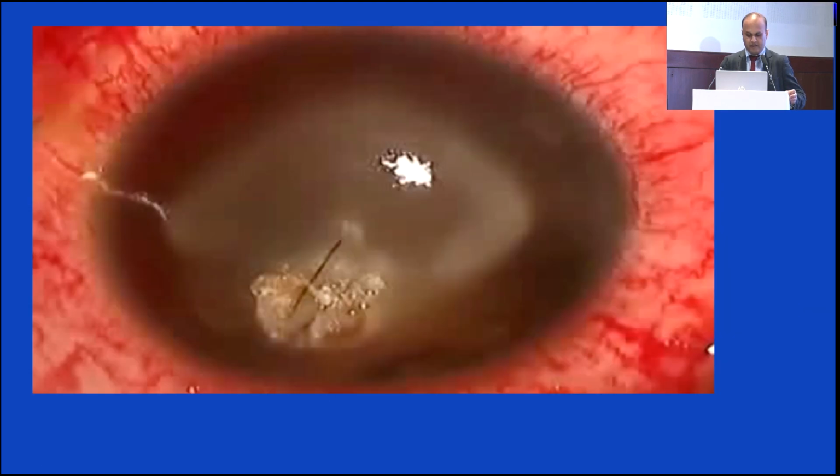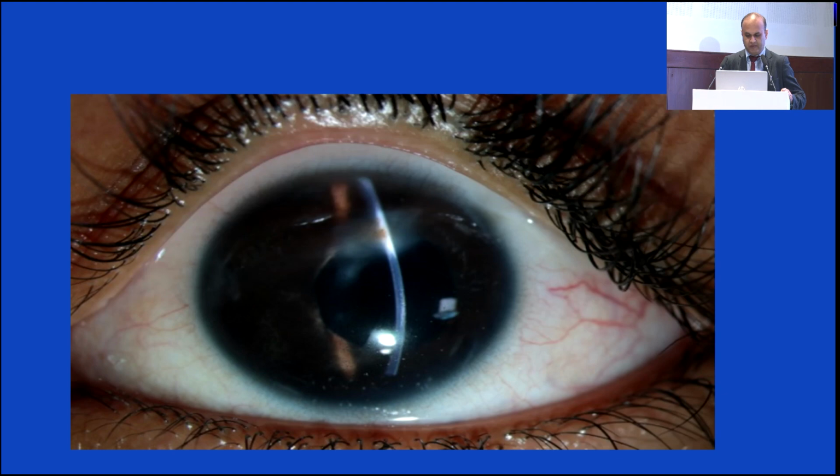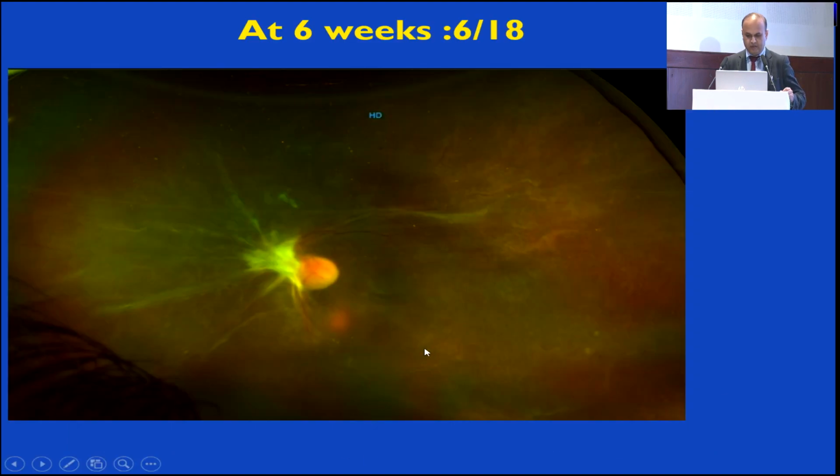So this was one more case. This was a patient who had trauma and an intraocular foreign body along with endophthalmitis, managed by my colleague Dr. Vivek Dave, and this is how the eye was after a month. So this is at 6 weeks. They were able to get a good visual acuity of 6/18 in this eye, and were able to take care of the foreign body removal as well as the endophthalmitis.